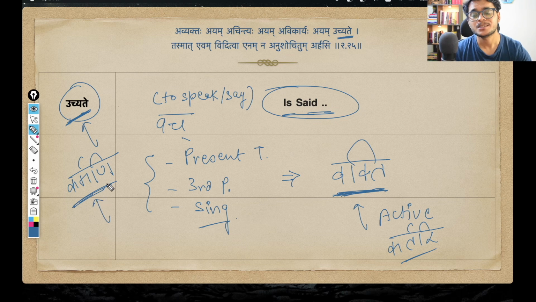Okay. That tells us that wherever this kriya pada is being used, that entire structure, that entire sentence is meant in a passive voice, in a karmani prayoga form. Okay. So that is the difference. If this vakti was there, I would have written it as he says, some third person says or speaks. But since it is a karmani prayoga, I am writing it like this. Is said, is spoken. So in that sense.